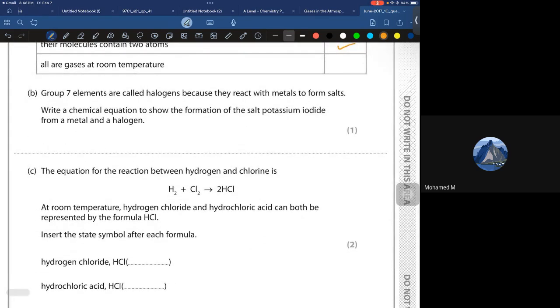Write a chemical equation to show the formation of the salt potassium iodide from a metal and a halogen. I need to form potassium iodide. Can you tell me the formula for potassium iodide? It would be K2I. No, wait, it's KI. The charge of iodine is 1. It would be reacting K and I2. To balance this equation, I would write this.